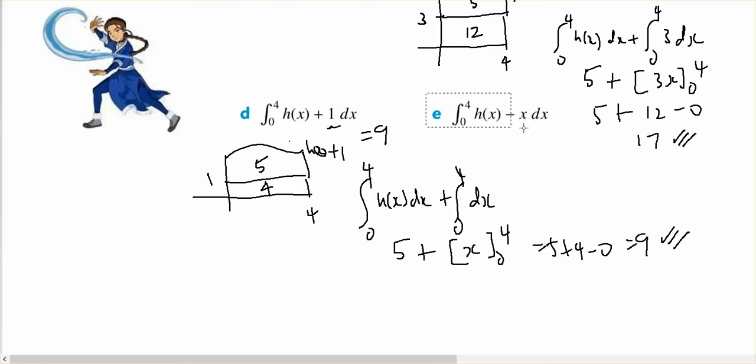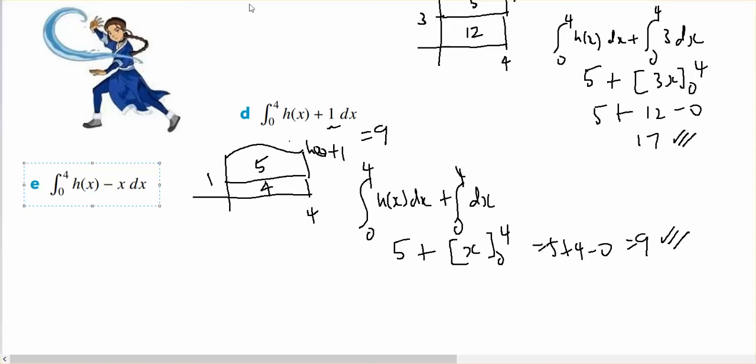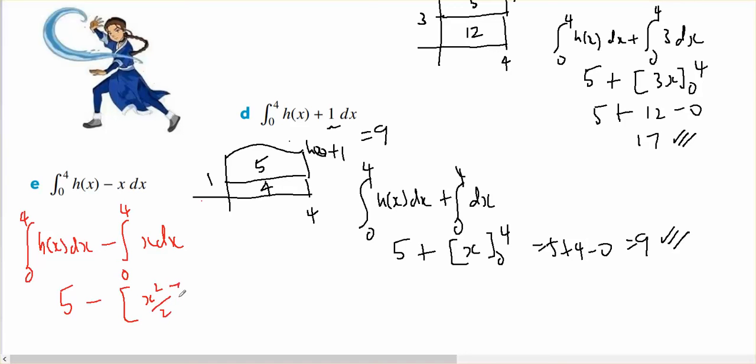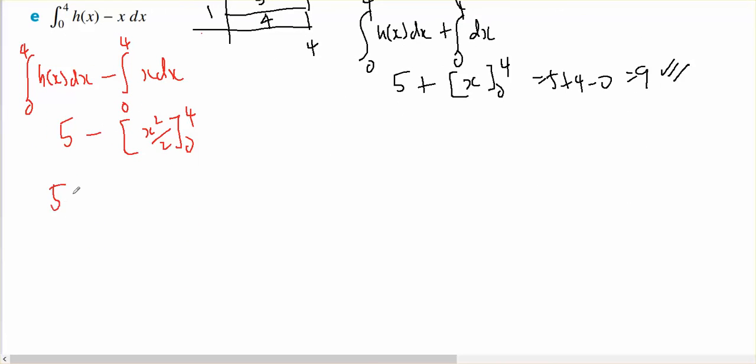I'm going to do E using an integral because I can't draw the picture of it. So it's going to be the integral from 0 to 4 of h of x dx minus an integral from 0 to 4 of x dx. 5 minus x squared on 2 from 0 to 4. 5 minus 4 squared on 2 minus 0 on 2. 5 minus 16 on 2 is 8. Negative 3 is my answer.